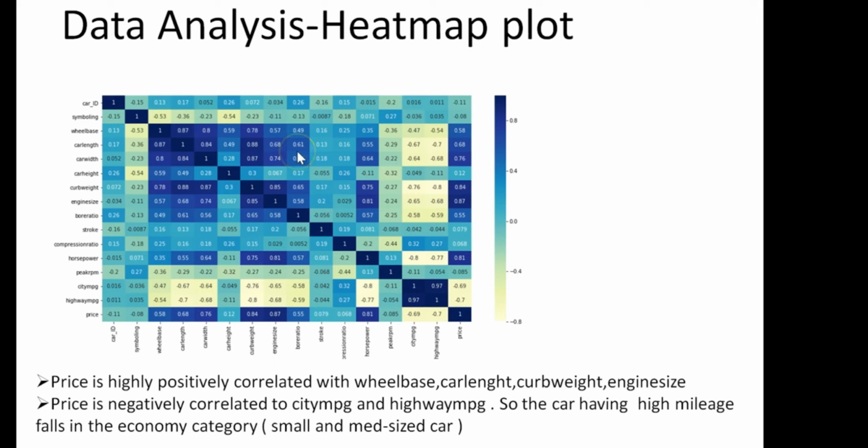Alright, so whatever major graphs and plots that you have executed in your Python program, you can take as output and display on the PPT for the other users. So like here, the price is highly positively correlated with the wheelbase, car length, car weight, and the price is negatively correlated to city MPG and highway MPG. So the car having high mileage falls in the economy category. The economy category cars are small and mid-sized cars.